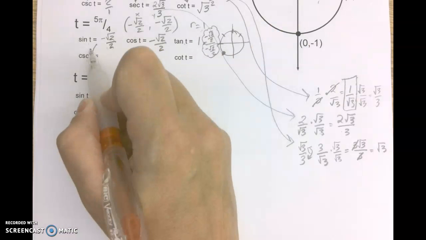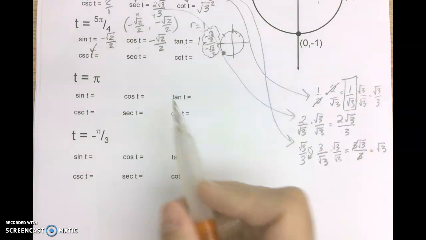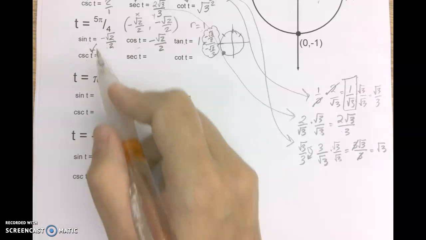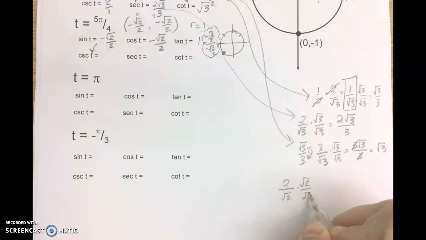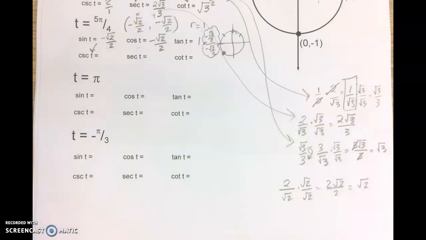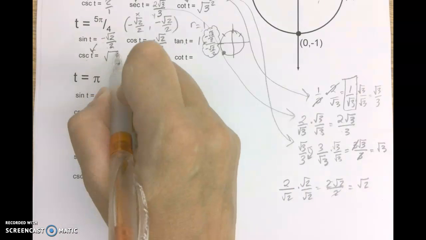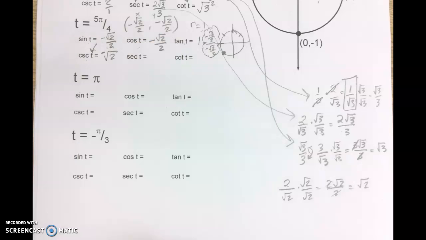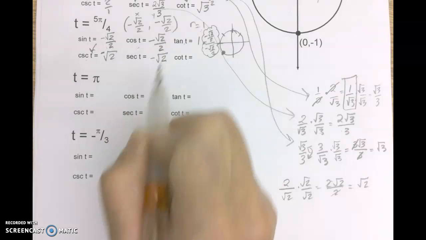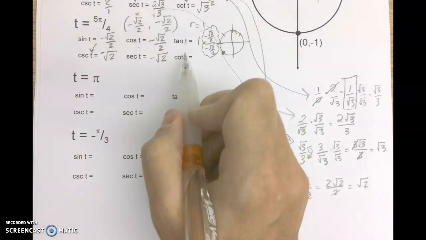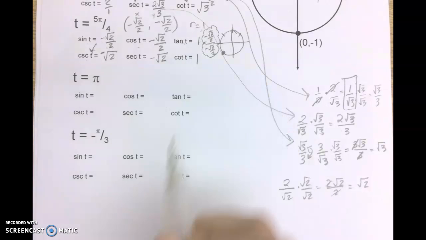Okay, cosecant is the reciprocal. So now we've got to find the reciprocal of negative square root of 2 over 2. So when I flip it, I still have to rationalize that radical. So I get 2 square roots of 2 over 2, which is just the square root of 2. All right, so this will be the square root of 2, but because that's negative, so is that one. And then here, it's going to be exactly the same. That's what I really like about the pi over 4s. And then what is the reciprocal of 1? 1.